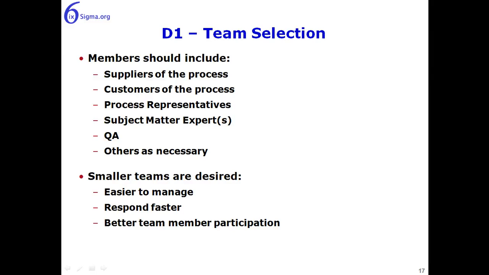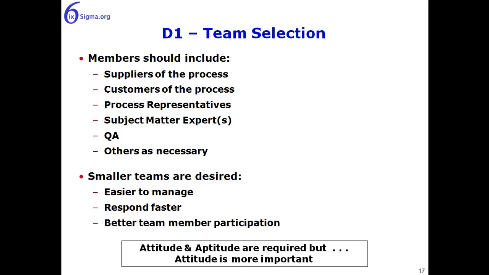We want on the team customers of that process. We want process representatives, operators, supervisors, this sort of thing. Subject matter experts, SMEs. This could be engineers. Most likely it is engineers or quality people. QA, quality assurance people, and then others as necessary. I will highlight, though, that smaller teams really are desired here because they're easier to manage. They respond faster to new data and management requirements and this sort of thing. And we do tend to get better team member participation in small teams.